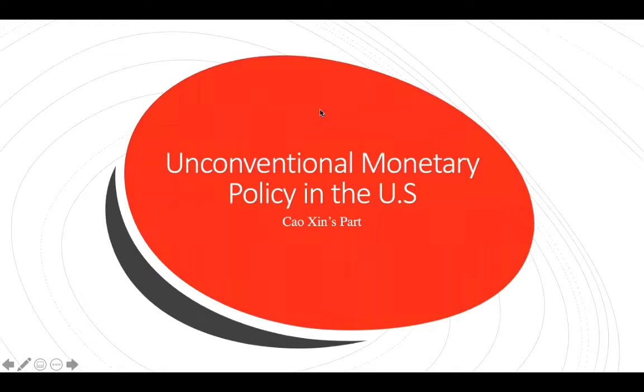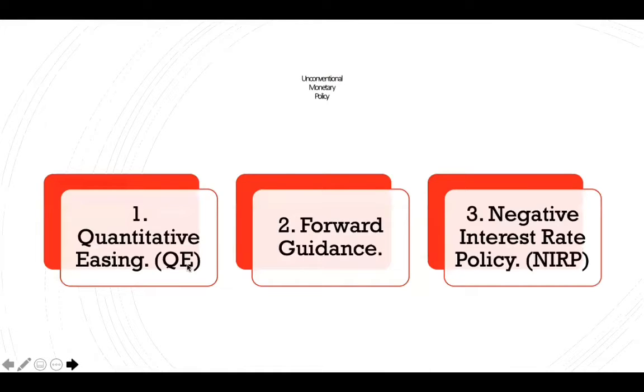For this part, I will talk about three more different unconventional monetary policies. The first one is quantitative easing, as we call it QE. The second one is forward guidance, and the third one is negative interest rate. Before I start my presentation, there is a brief introduction.